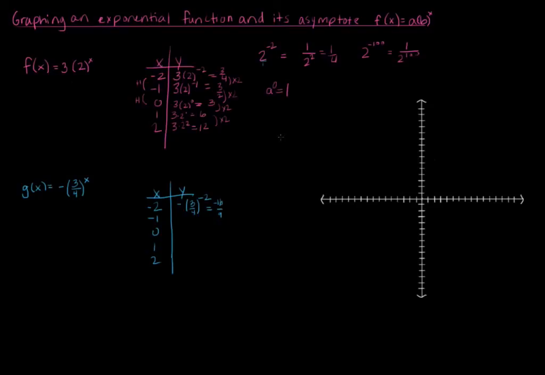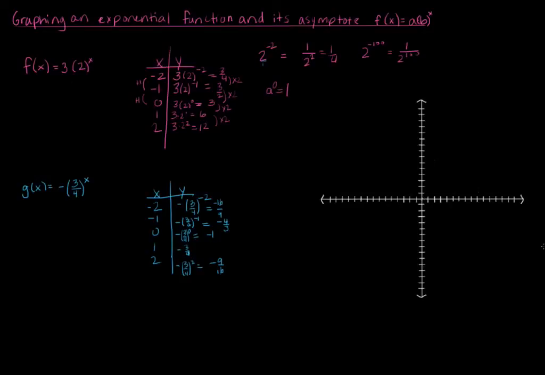Okay, so let's take -3/4 to the -1 power is going to give us just -4/3. Anything to the 0 power is 1, so it's just -1. -3/4 to the first power is just -3/4, and then -3/4 squared is going to be 9 over 16, and that's going to be negative also. Okay, so let's go ahead and graph those.